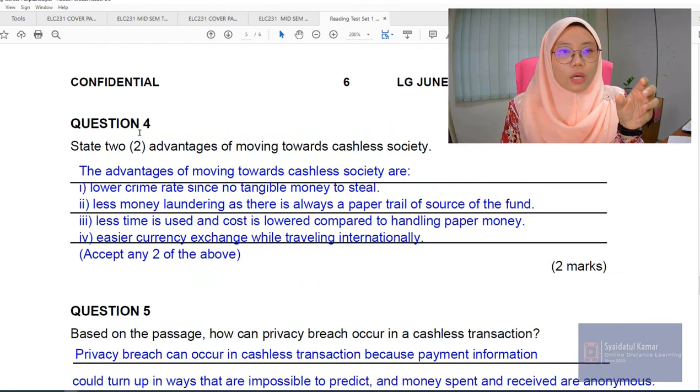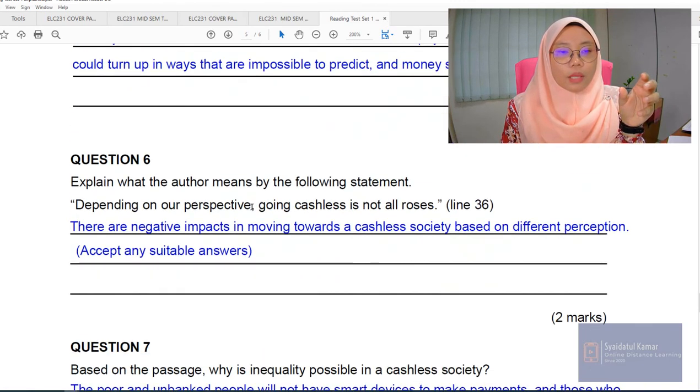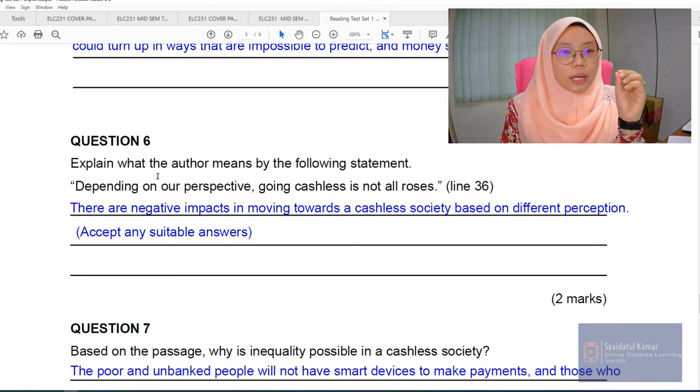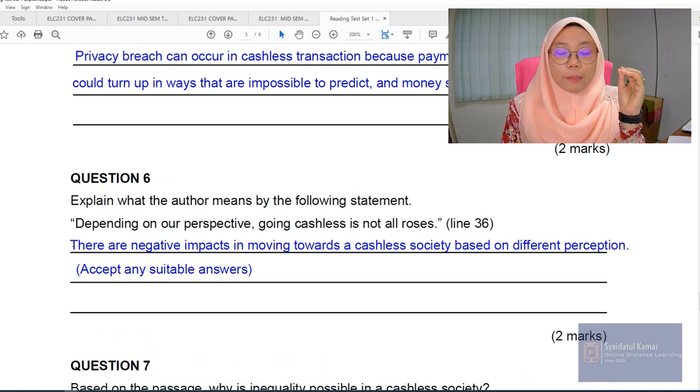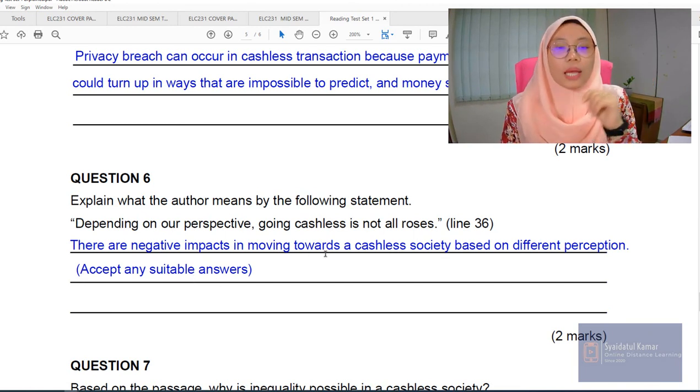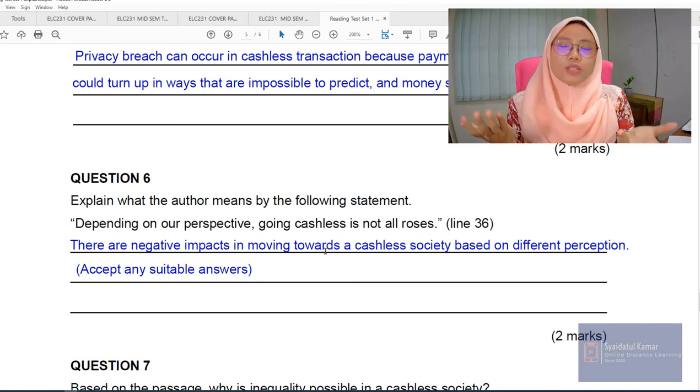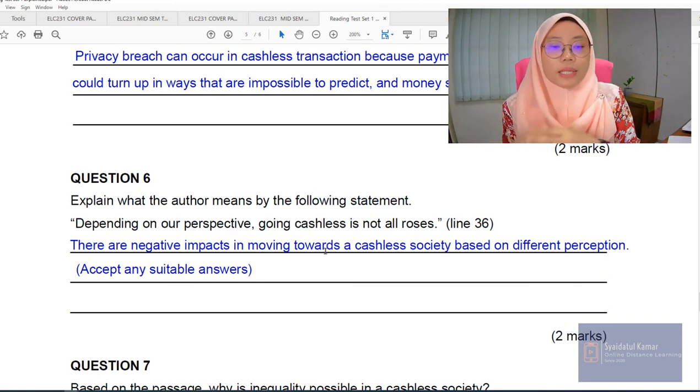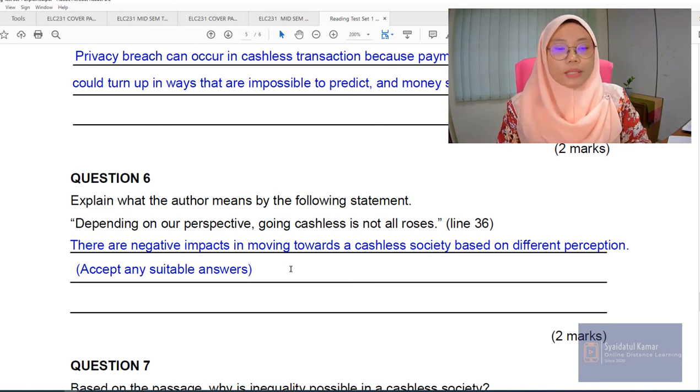The same goes with question number 4. And question number 6, explain what the author means by the following statement. Again, as I said, this is a paraphrasing technique, paraphrasing skills. So even if you have a different answer other than this one, I have to accept it as long as it is suitable, as long as it contains the same meaning, because you are using your own words. So as long as it contains the same meaning, then I will accept it.